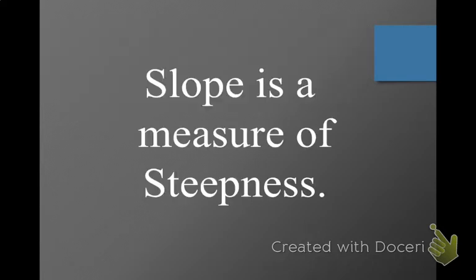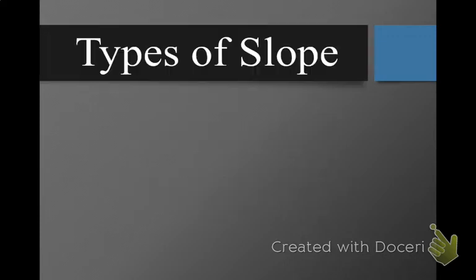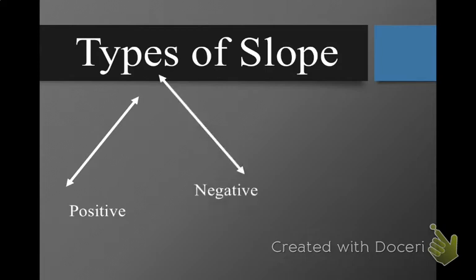but here is what it is. Slope is a measure of steepness of a line. So the larger the slope, the more steep the line is. The smaller the slope, the less steep the line is. So when we have slope, we have a couple different types here. We've got a positive slope, looks like it is going up a hill from left to right. And we've got negative slope, which looks like it is going down a hill from left to right.